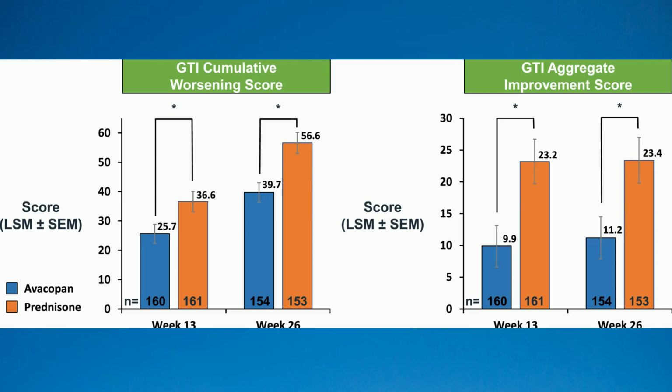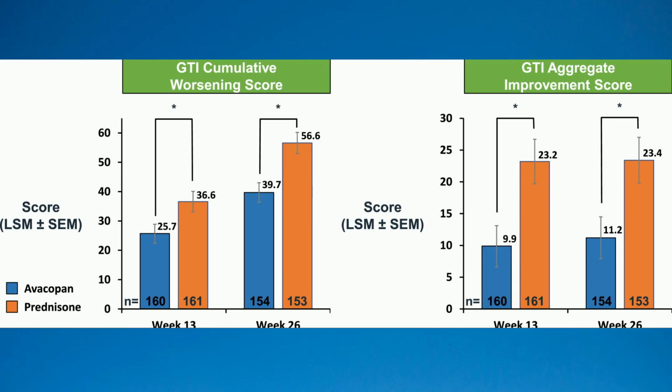There are two subscores that the GTI data create: the cumulative worsening score and the aggregate improvement score. And at both 13 and 26 weeks in the ADVOCATE trial, the avacopan group had lower GTI scores, indicating less steroid toxicity, even very early on, as early as 13 weeks.